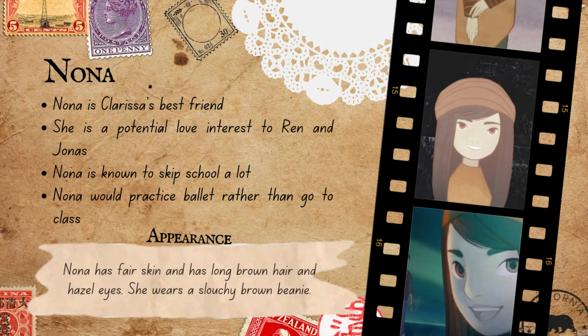Nona is Clarissa's best friend. She is a love interest to Ren and potentially Jonas. Nona is known to skip school a lot and would practice ballet rather than go to class. Nona has fair skin and has long brown hair and hazel eyes. She wears a slouchy brown beanie.